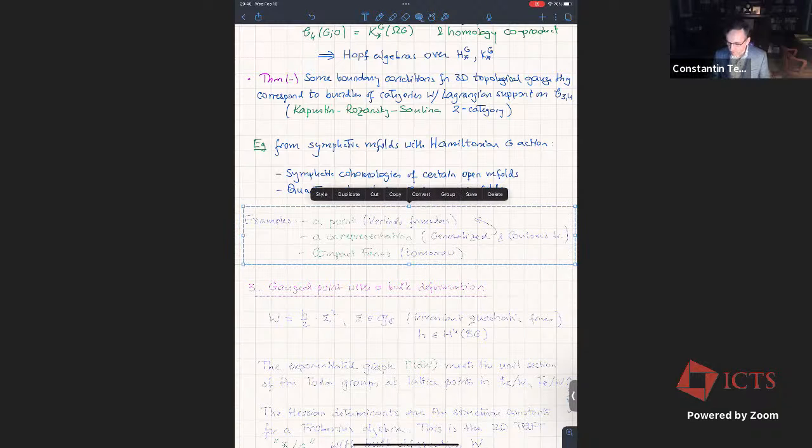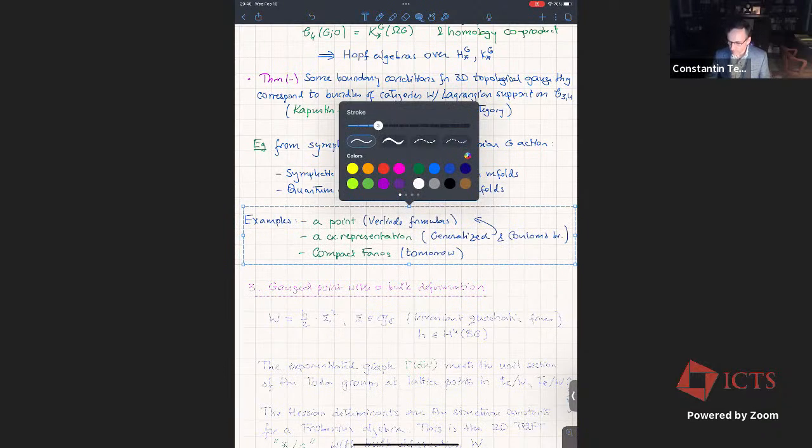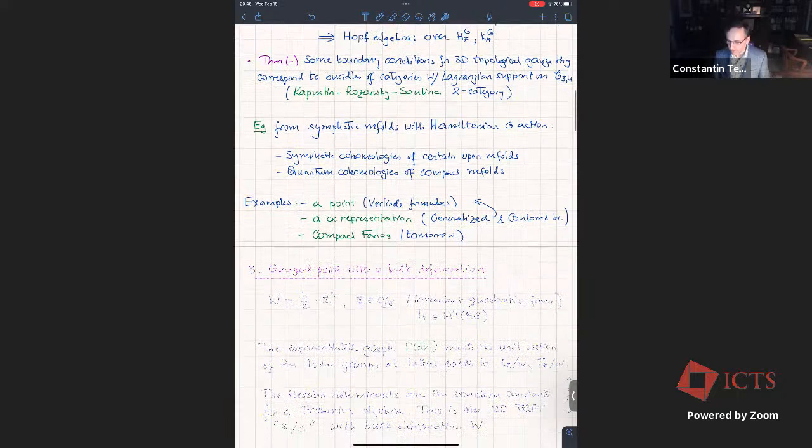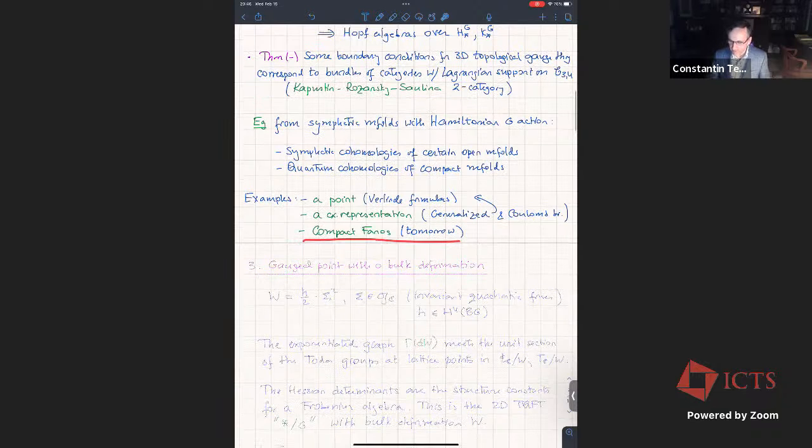They are very old, some of them. First is a point. That gives rise to Verlinde formulas and their cohomological versions, Witten's integration formulas. The second one is a complex representation. And this gives generalized Verlinde formulas and also leads us to the discussion of Coulomb branches. And the third one is compact Fano manifolds, which I'll leave for tomorrow. So these will be the examples of exploiting this holomorphic geometry of a Toda system in connection with gauge theory. So that will happen.